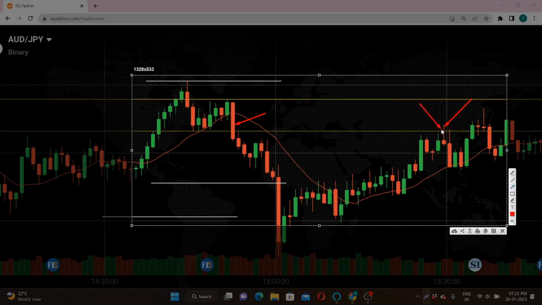So I can go in two times. At this point you can enter. Whenever this candle is coming here, you can enter here. If there is no chance, you will go for this point. So at this point I will enter two times. So I will win two opportunities.